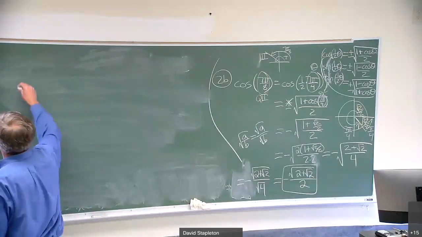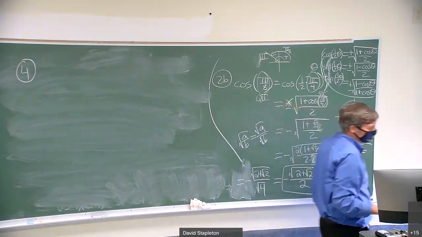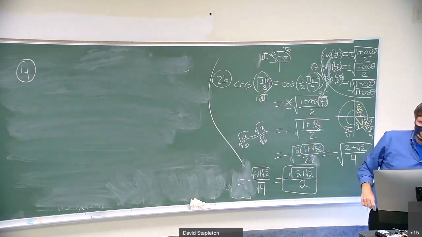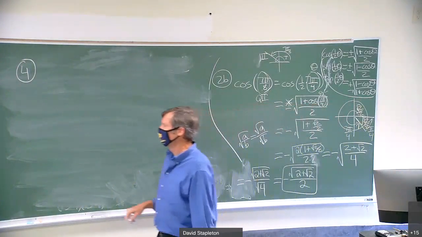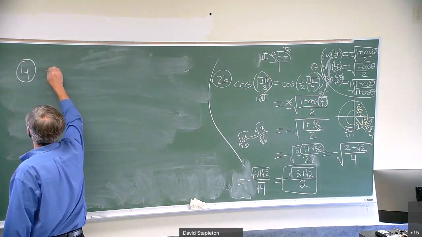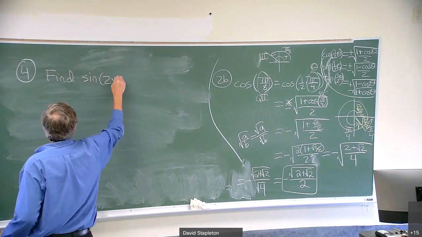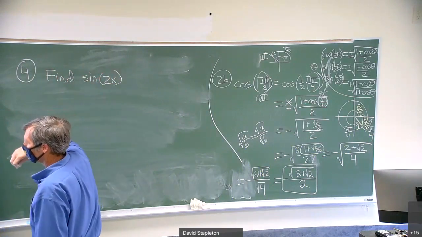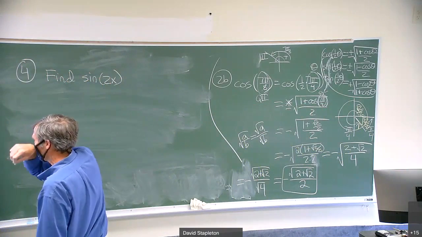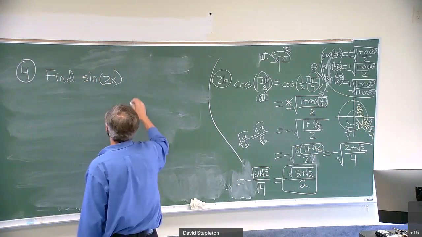All right. The double angle identities, I also want you to know. I better move that camera, I suppose, huh? Is it all right? Yes, it's all right. Here's number 4 off the set. Use a double angle identity to find the sine of 2x, if secant of x is square root of 5 over 2.